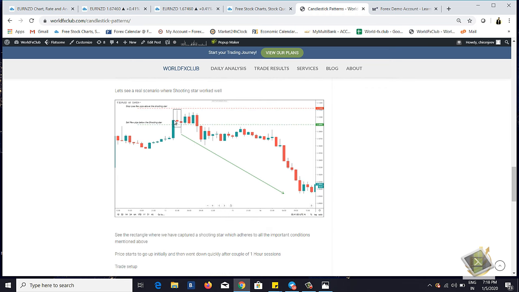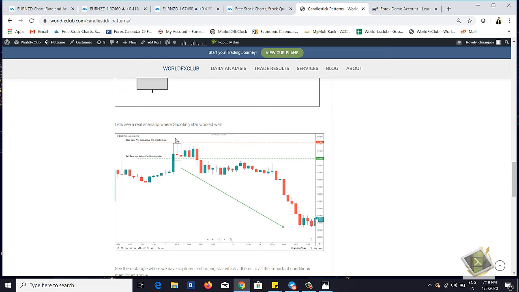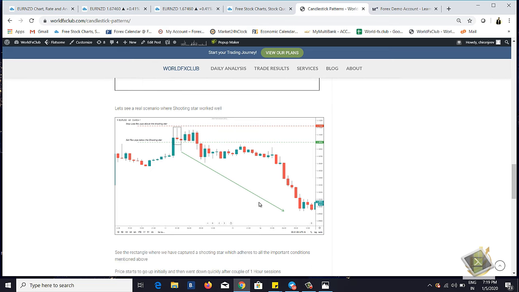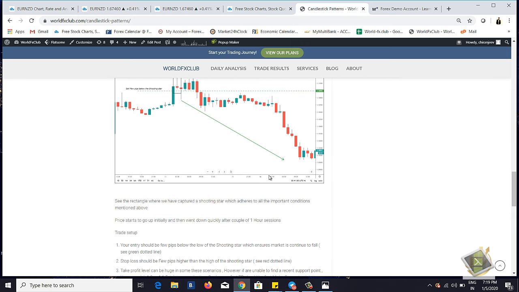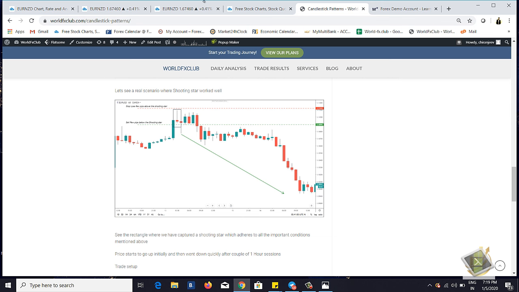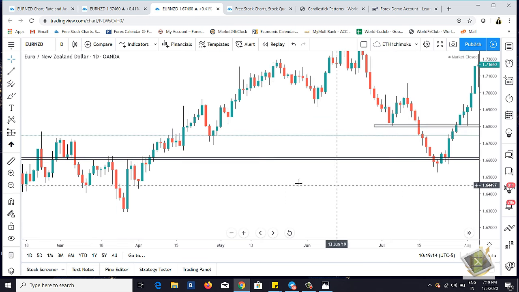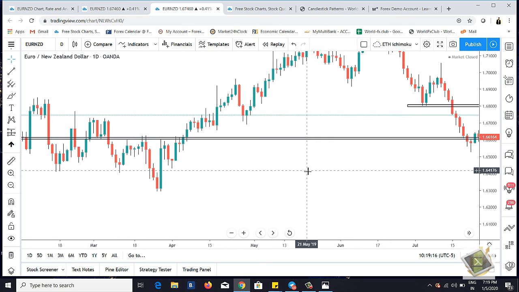So this is another scenario: once you find a shooting star, or a pin bar, you can call it a pin bar as well, price moves down. So these are some of the candlestick patterns. Then you have to find these types of candlestick patterns in your chart, and I'll tell you how to find these candlestick patterns and where to find them.